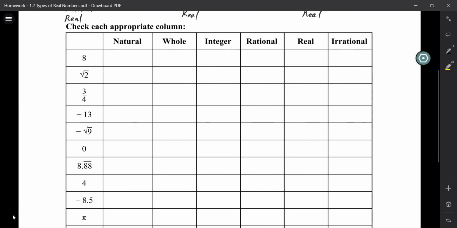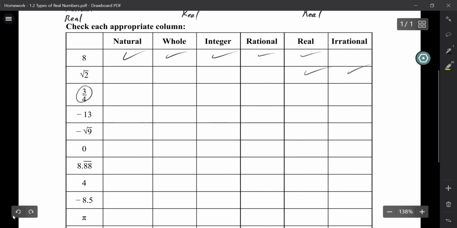Let's see. So if it's a whole number and it's greater than 0, that means it's going to be natural, whole, integer, rational, and real. Square root of 2. We can jump straight to irrational. And of course, it is real as well.